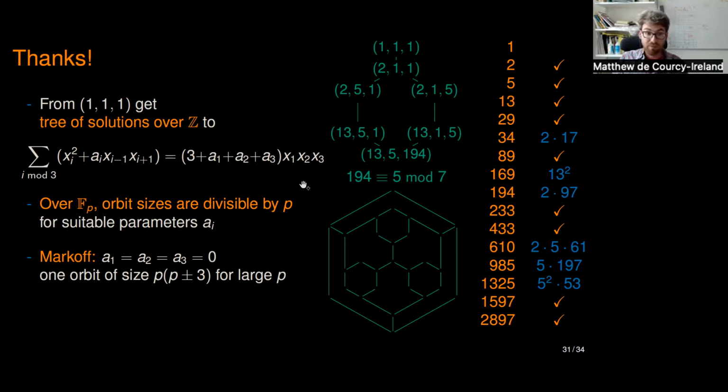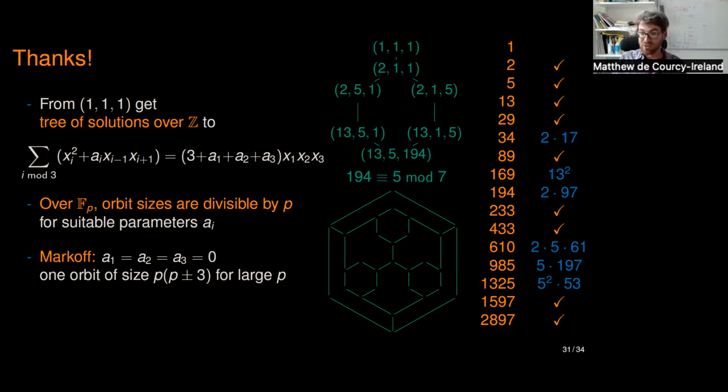To summarize things, we're looking at cubic surfaces of this form, like Markoff plus some off-diagonal terms. 1, 1, 1 is by construction always a solution, and you get a tree of solutions from there, ignoring special cases like all parameters equal to minus 1. When you reduce mod p, it's no longer trees. The cycles form. You get some other orbits, but for suitable parameters, all the orbit sizes are divisible by p. In the Markoff case, when all the parameters are 0, there is only one orbit, and it's definitely of size divisible by p. It's p times p plus or minus 3.